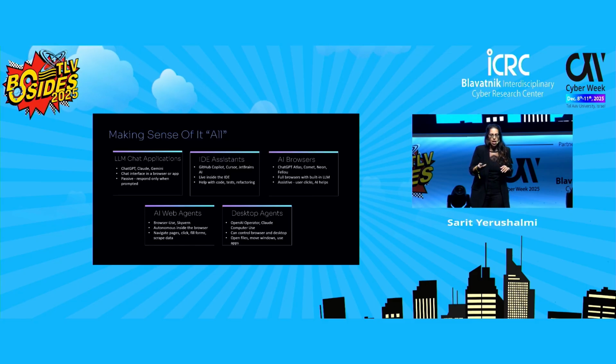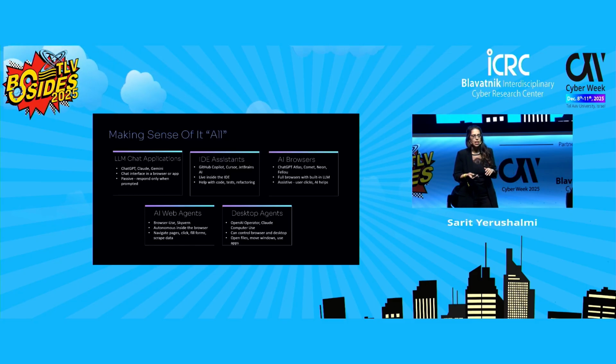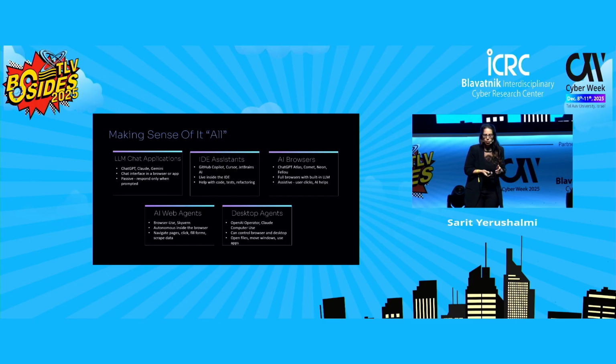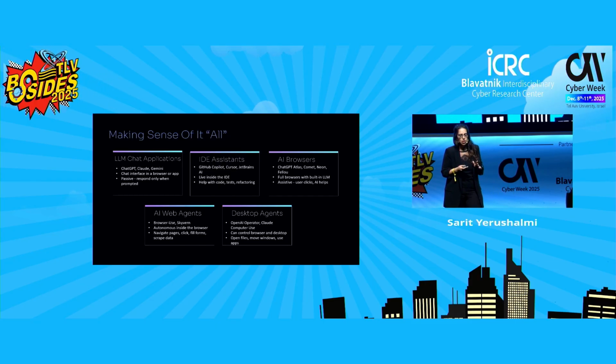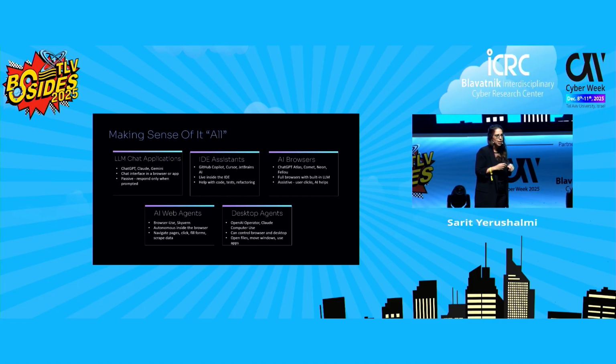And finally, we have AI browsers like Atlas, Comet, Fellou, and Opera Neon. These are browsers with AI built in, and I will talk about them later in this deck.